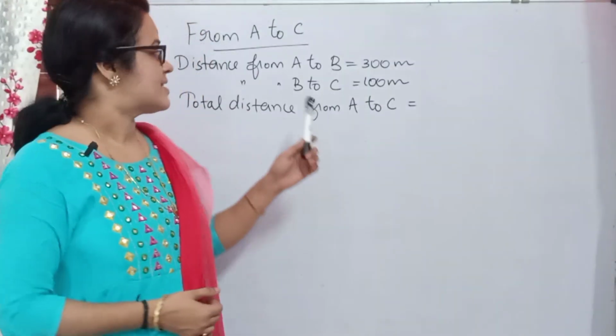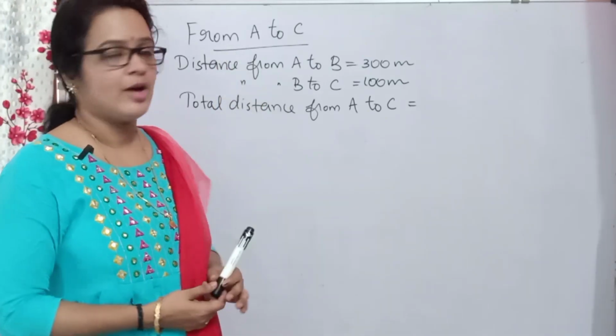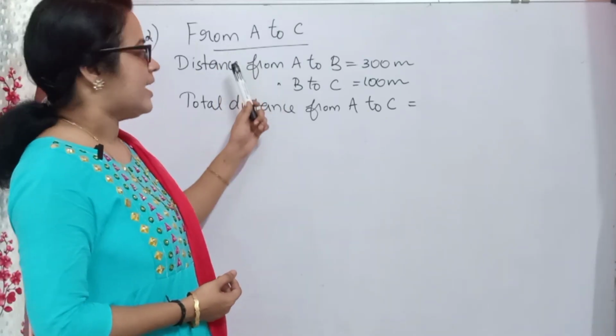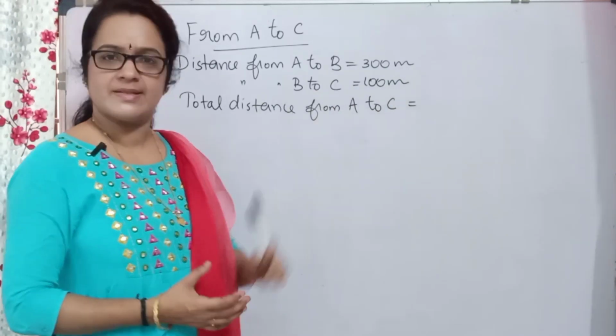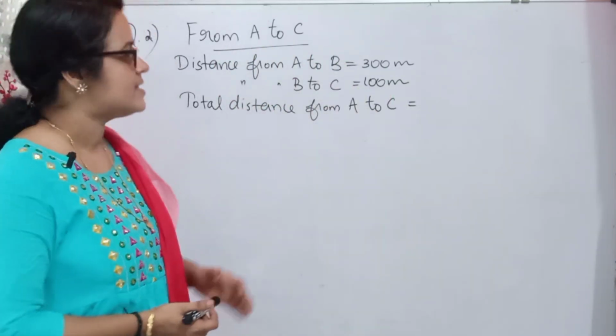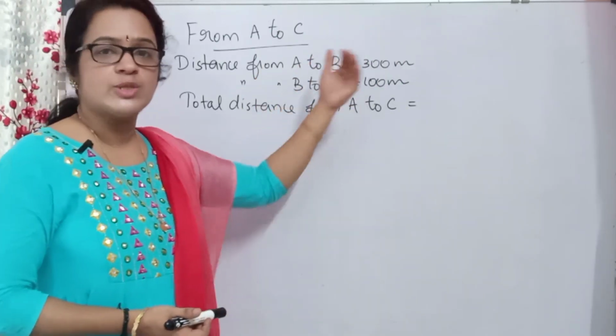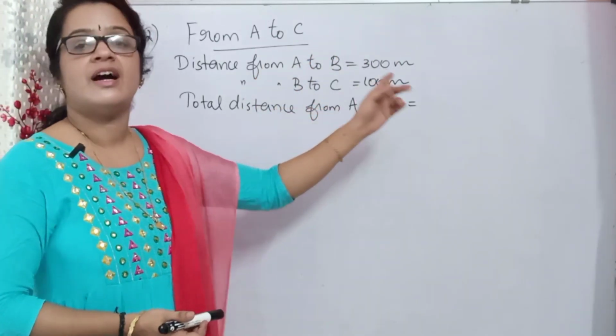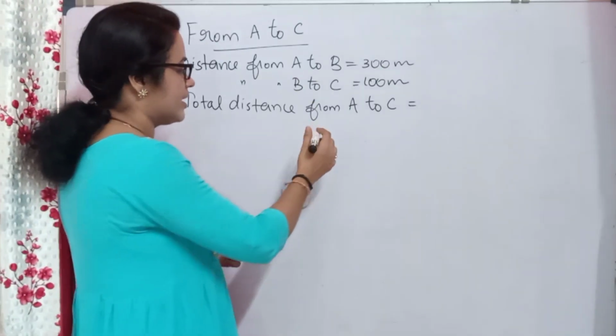Okay, now we can see that second case. Here we have the distance from A to B as 300 meters. That is already given. From A to B he is traveling 300 meters and from B to C he is moving again 100 meters back. So now how can we represent that?